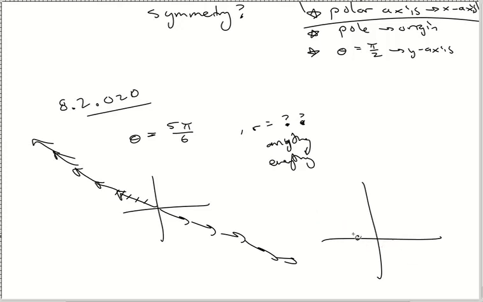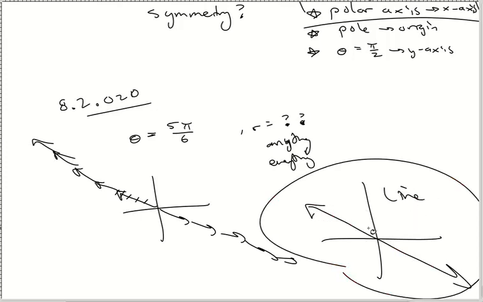We have a line. It's a line. Wow, really? Yes, that's all it is. It's a line. And again, this is that 5 pi over 6 business here, which is, I think, 150 degrees. Yeah, 150 degrees. Okay, cool, cool. That was great.